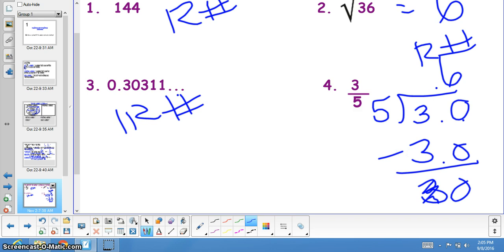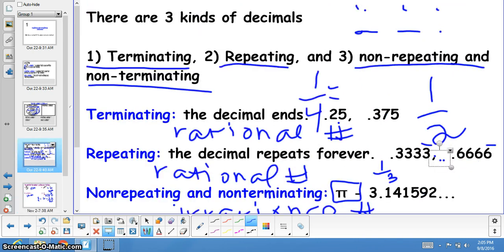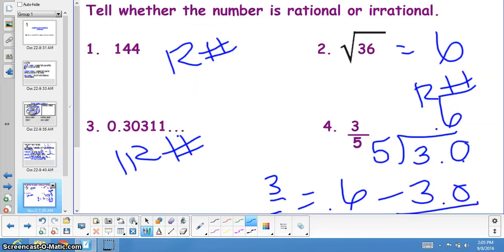So 3/5 equals 0.6, which is now a decimal, which means I can go to my rules and look at it. Is it terminating? Does it stop? Well, it does. 0.6, nothing else. Therefore, this is a rational number.